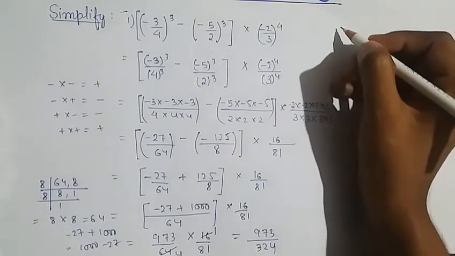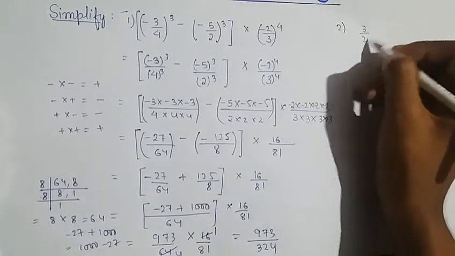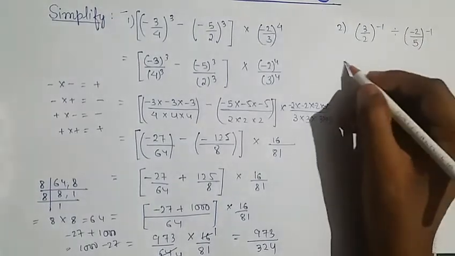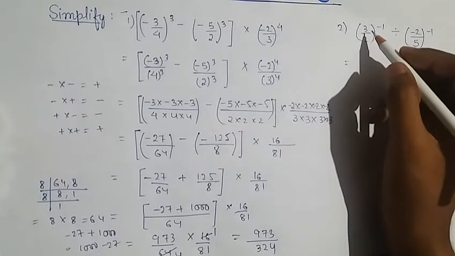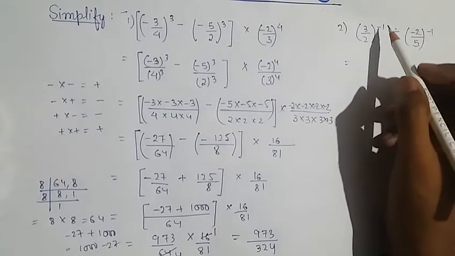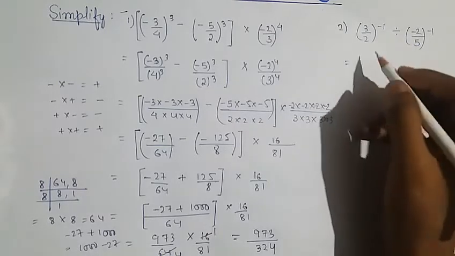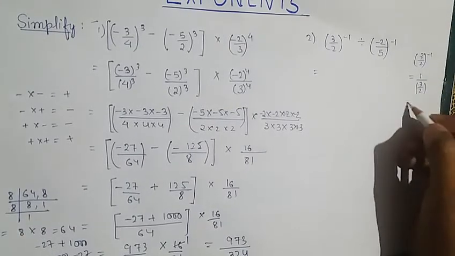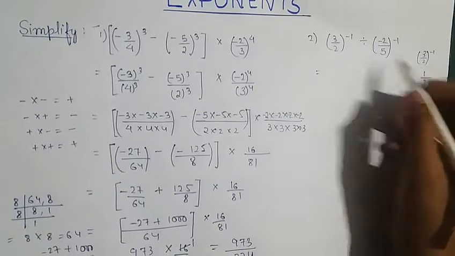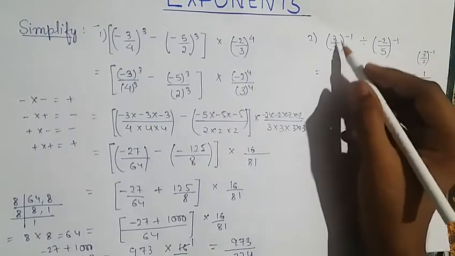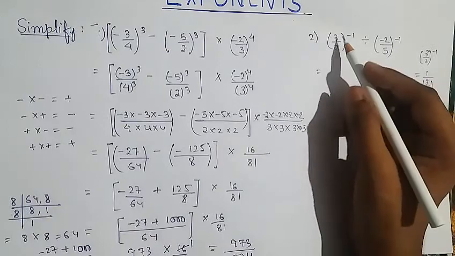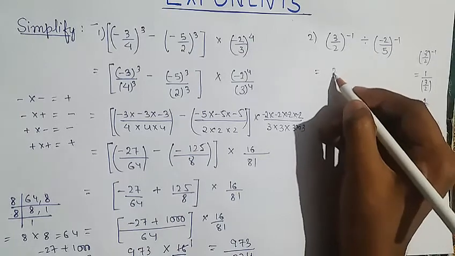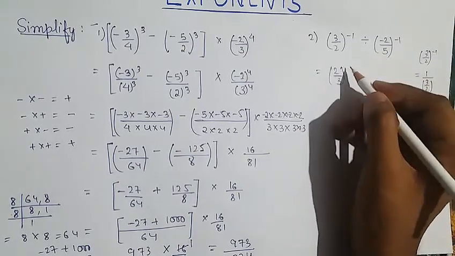Now let's see the next question, an easier one. (3 upon 2) whole to the power minus 1 divided by (minus 2 upon 5) whole to the power minus 1. I hope you remember that if we have a number in fraction and the power is negative, then 3 upon 2 whole to the power minus 1 is nothing but 1 upon 3 upon 2, which is 2 upon 3. So if we have a fraction with a negative power, we just change the position of the numerator and the denominator. So this 2 will go up and 3 will come down, so 2 upon 3, and we give the power as positive.